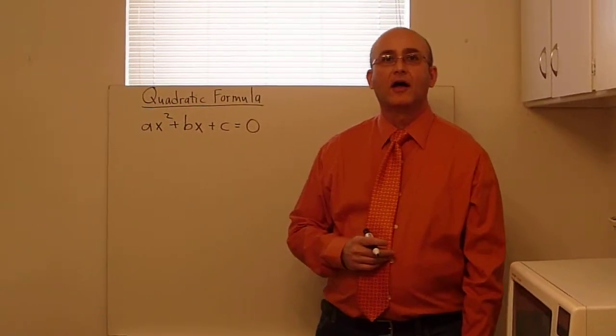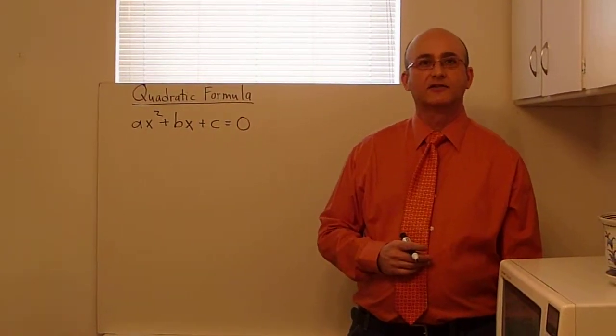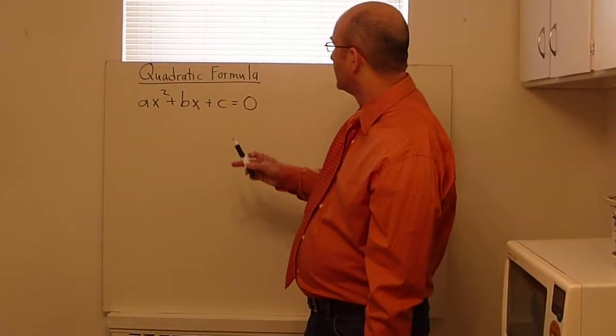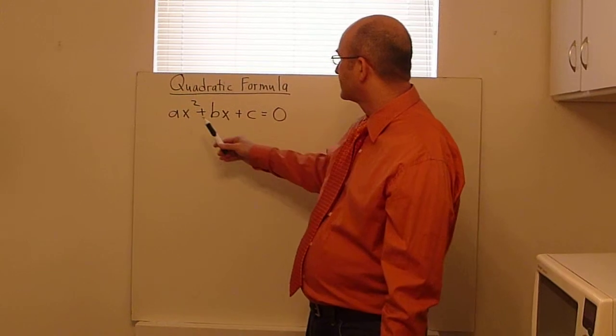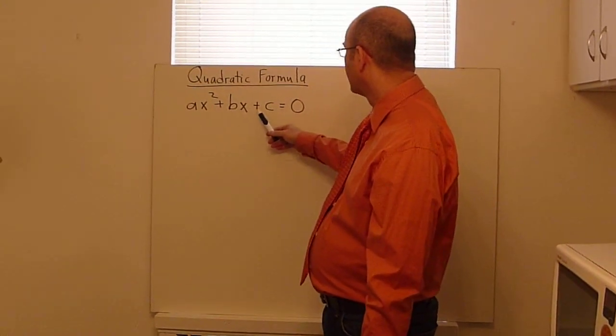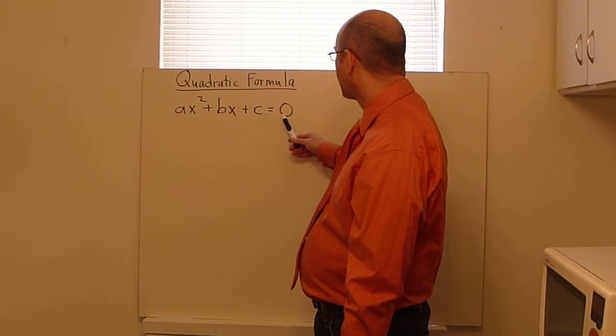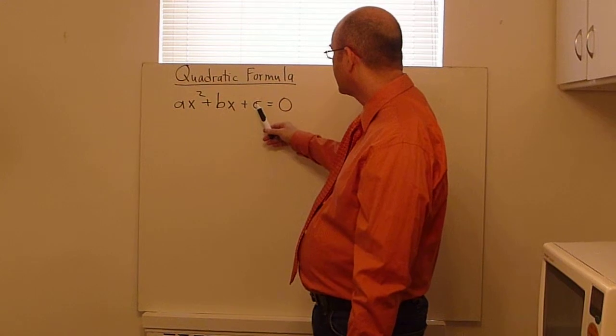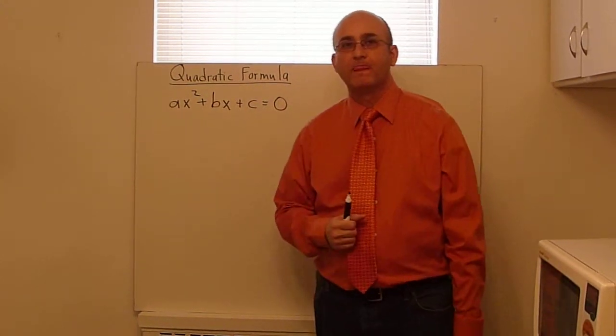Hi, I'm Andrew Brooks, and today I'd like to derive the quadratic formula. The quadratic formula is for when you have an equation of the type ax squared plus bx plus c equals 0. So remember, the coefficients are a, b, and c, and they're real numbers.